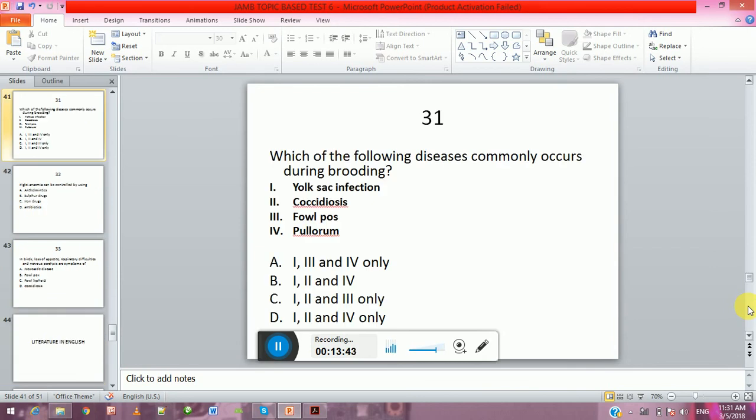Agriculture. Which of the following diseases commonly occur during brooding? I. yolk sac infection, II. coccidiosis, III. fowl pox, IV. pullorum. A. I, and IV only, B. I, and IV, C. I, and III only, D. I, and IV only.